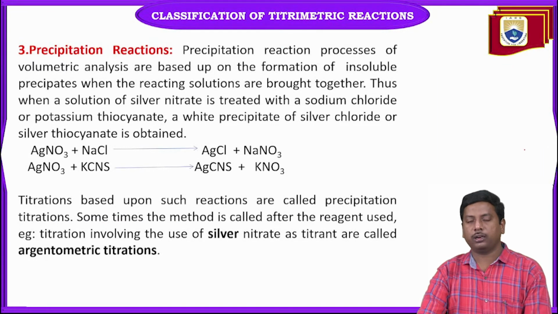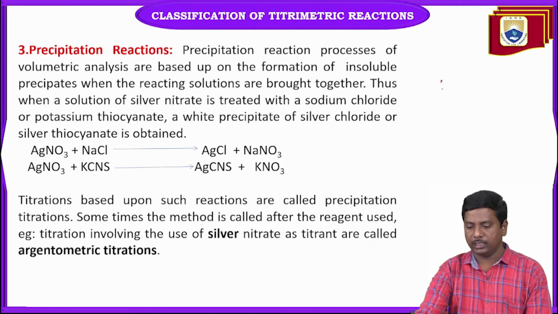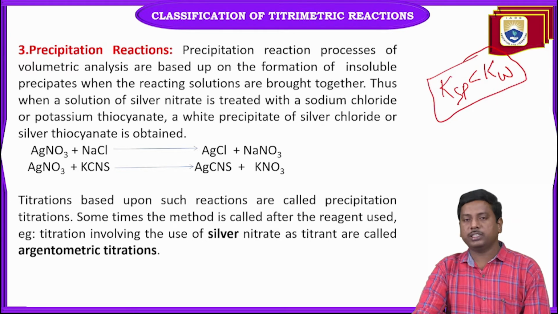Next, the third type is the precipitation reactions, and the condition for precipitation reactions is that the solubility product of the reaction should be less than the ionic product of the water. So this is the condition for precipitation reactions. Precipitation reactions in volumetric analysis are based upon the formation of insoluble precipitates when the reacting solutions are brought together.